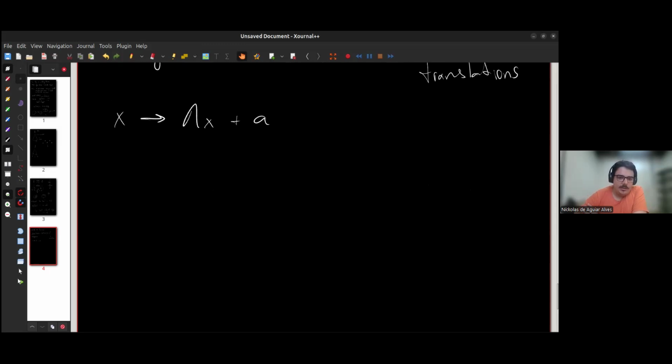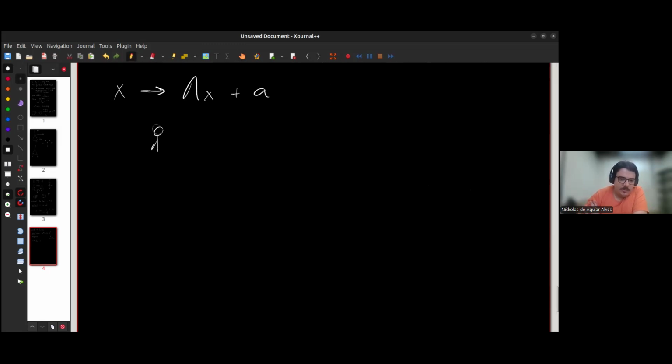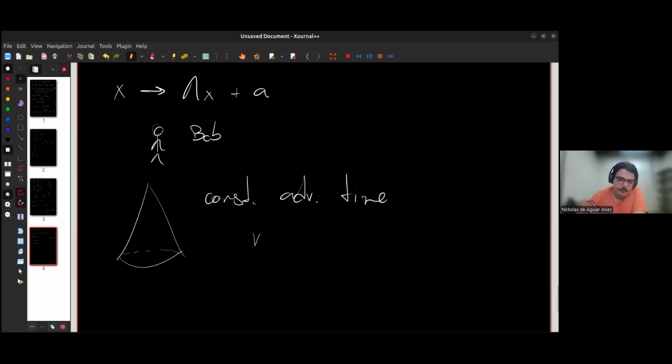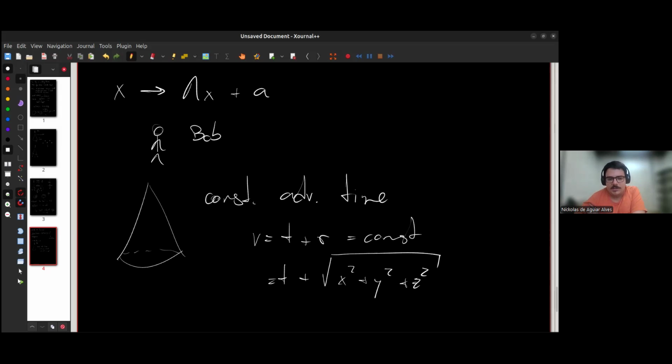And to see this, one way, a quick argument that is not very rigorous, but it gives you the broad idea is the following. We take Bob again, and his past light cone is defined at constant advanced time, which is some coordinate v equals t plus r, which is a constant. Of course, r is just the radius in spherical coordinates, so I can also write it in terms of Cartesian coordinates in this way.